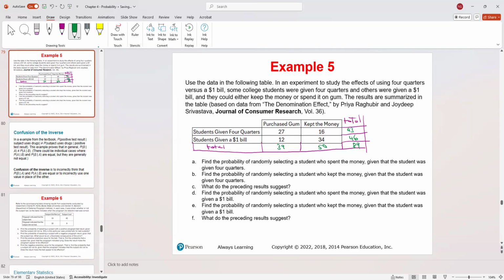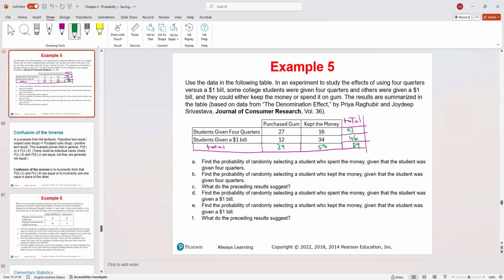They said, use the data in the following table in an experiment to study the effects of using 4 quarters versus a $1 bill. Some college students were given 4 quarters and others were given a $1 bill. And they could either keep the money or spend it on gums. The idea is to show you that when you have coins in your hands, you feel like you don't have a lot of money. But if you have paper, you consider it money, even though they are equivalent. So 4 quarters is $1, and a $1 bill is also $1. But the ones with the $1 bill feel like they have more money than the ones with the 4 quarters.